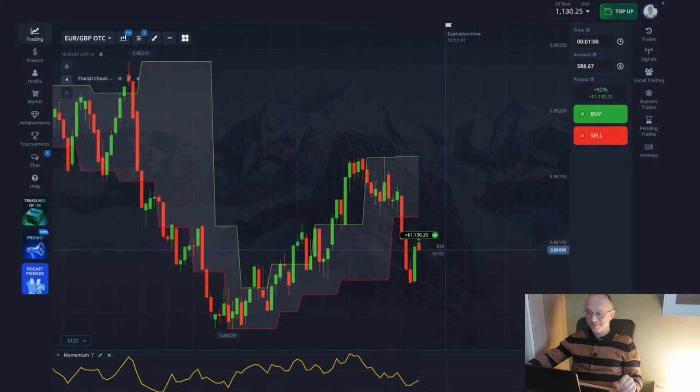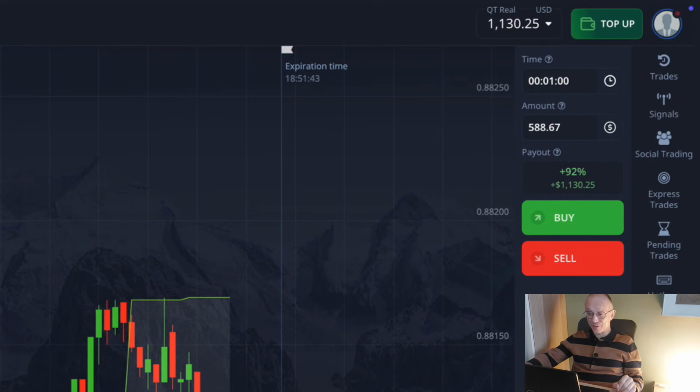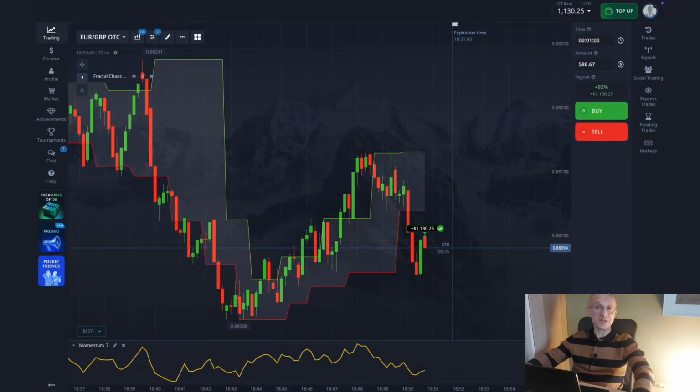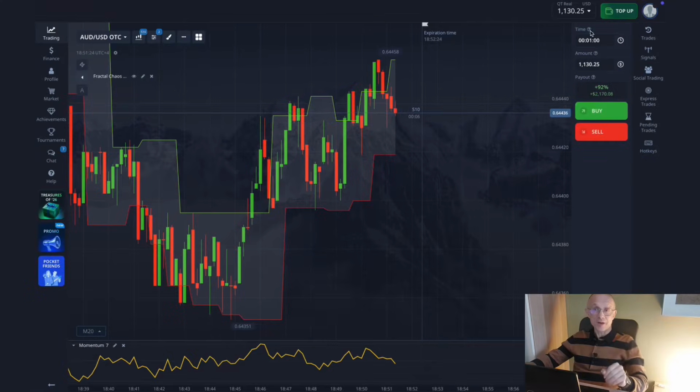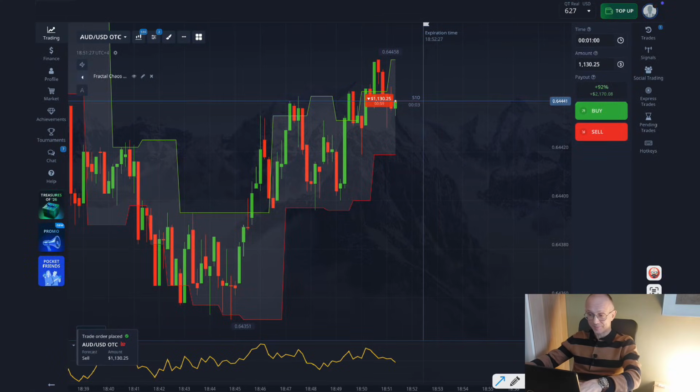A good result. There's a profit of $541, so the series continues. Final entry in this session. The timer is set for 1 minute, and I'm opening a short trade for $1,130. The price once again approaches strong resistance and immediately receives a clear reaction.